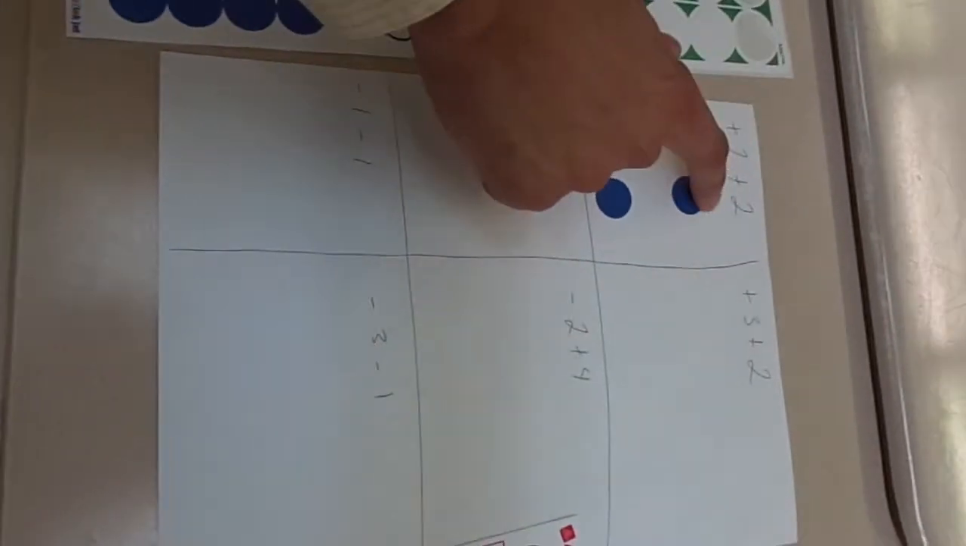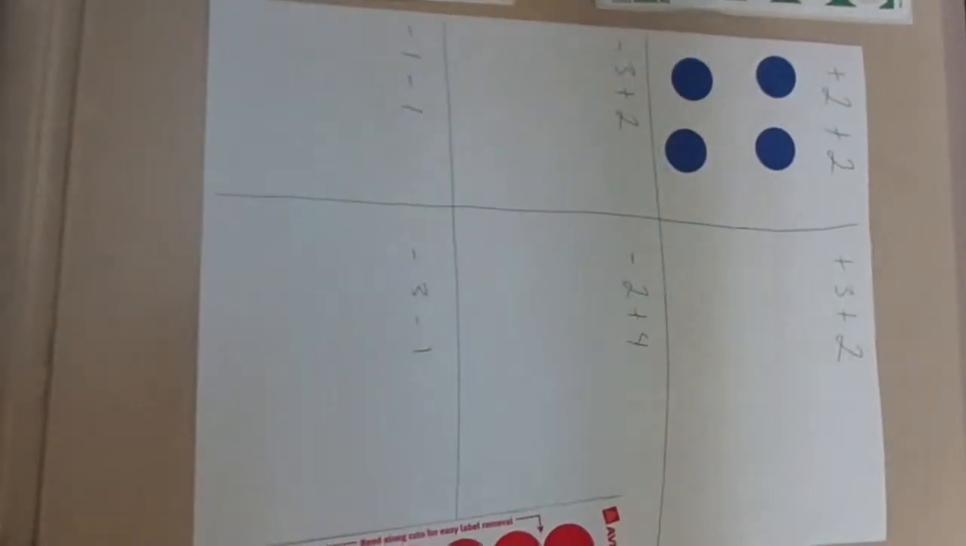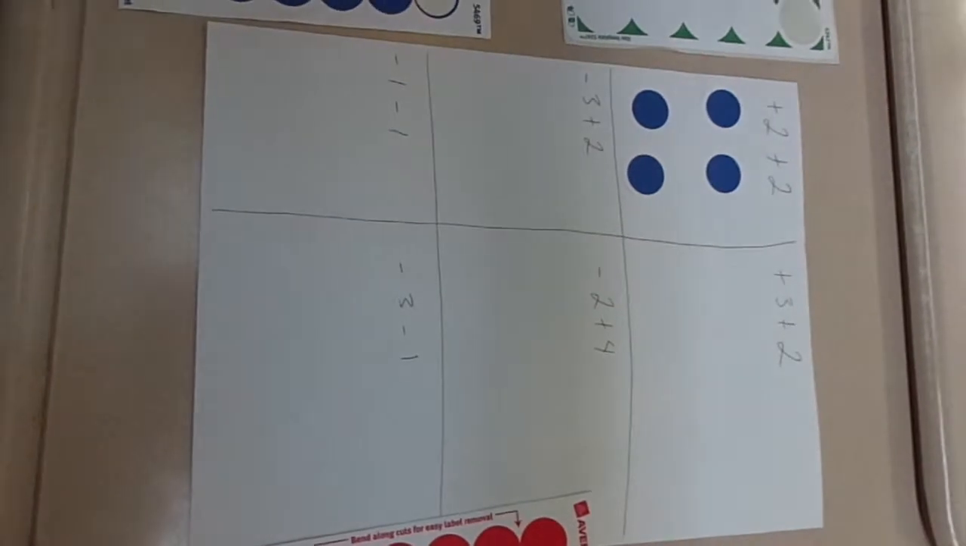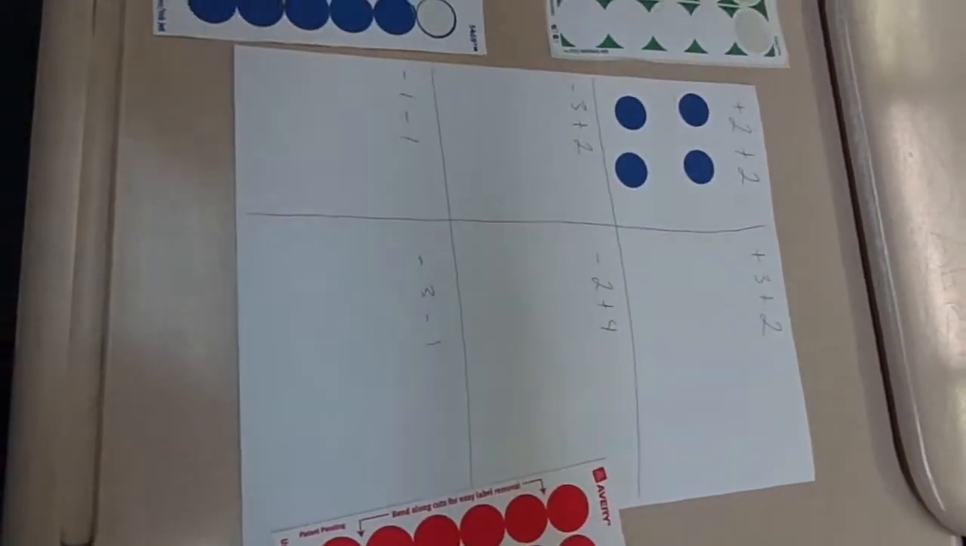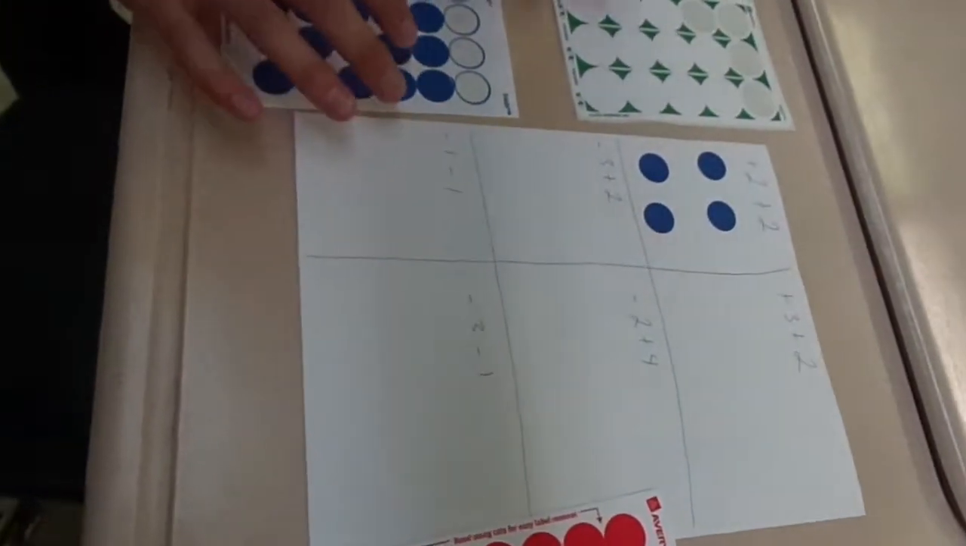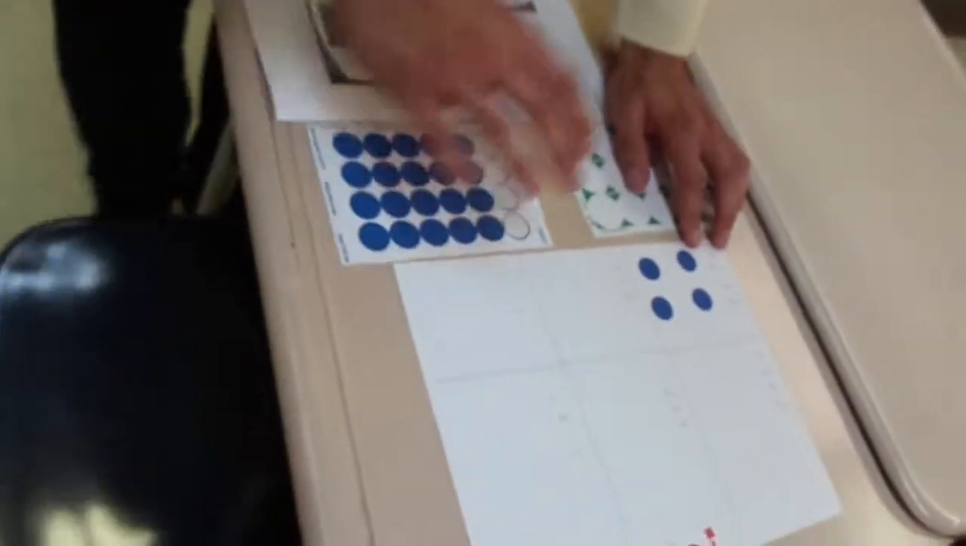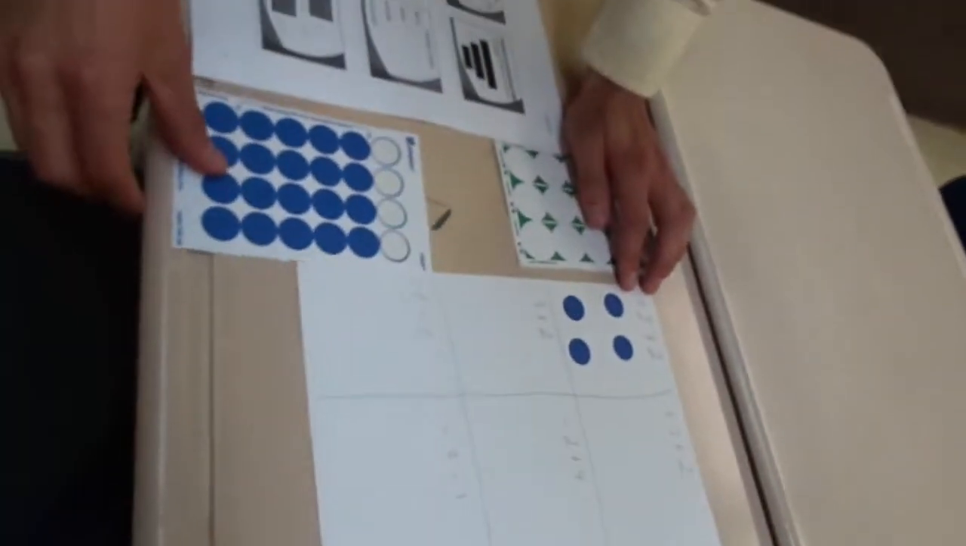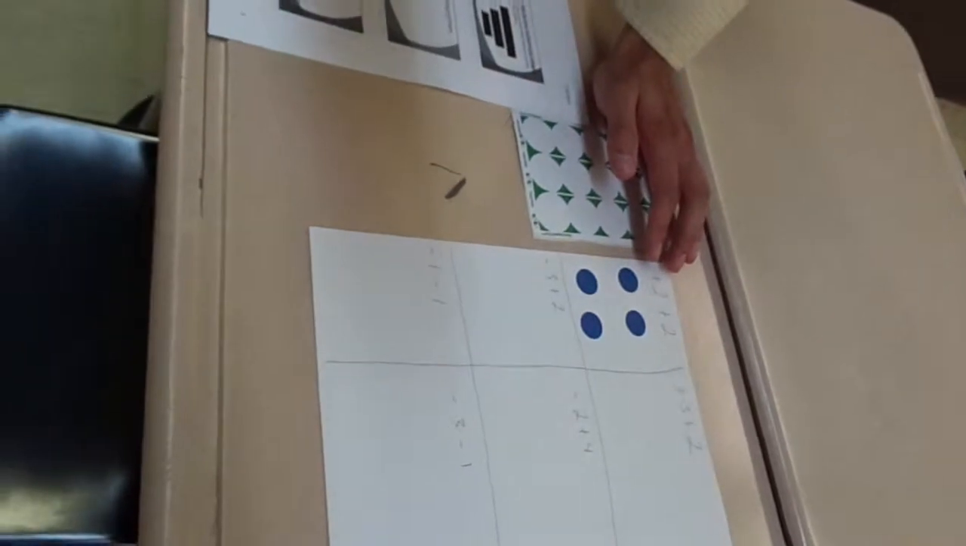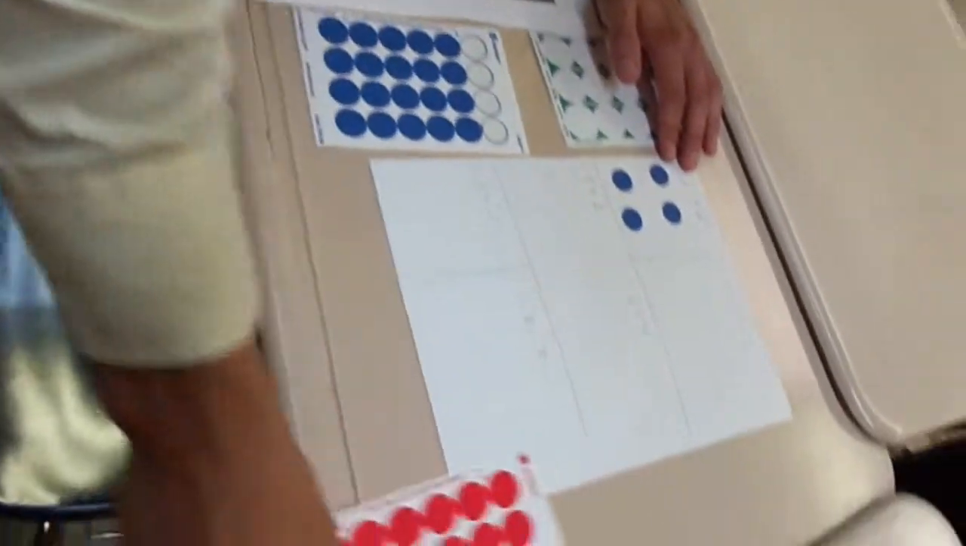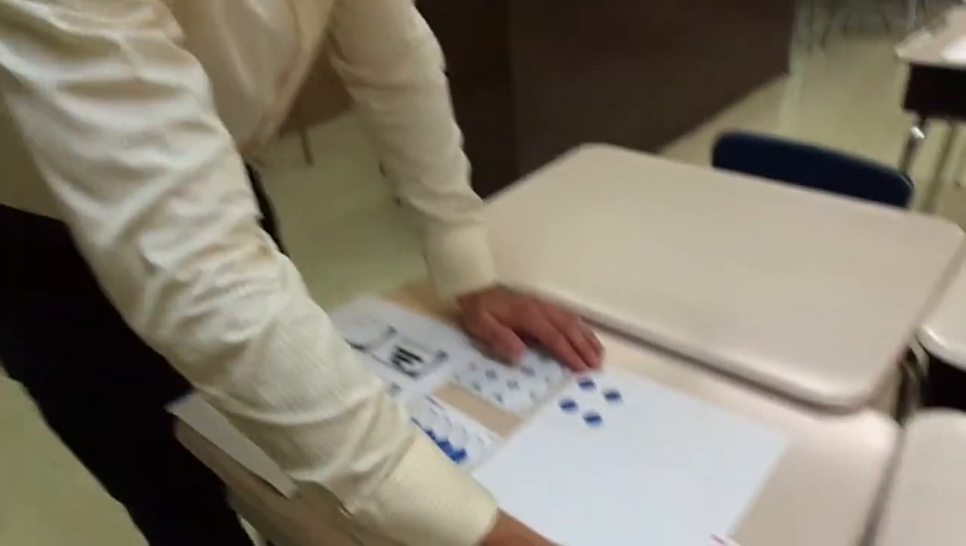Positive 2 plus positive 2 is positive 4. John has been doing this his whole life, and he could probably tell me that 2 plus 2 is 4, but he cannot tell me why. So what I would do for John in this lesson is I would ask John to use blue as positives, and he's going to use red as negatives.